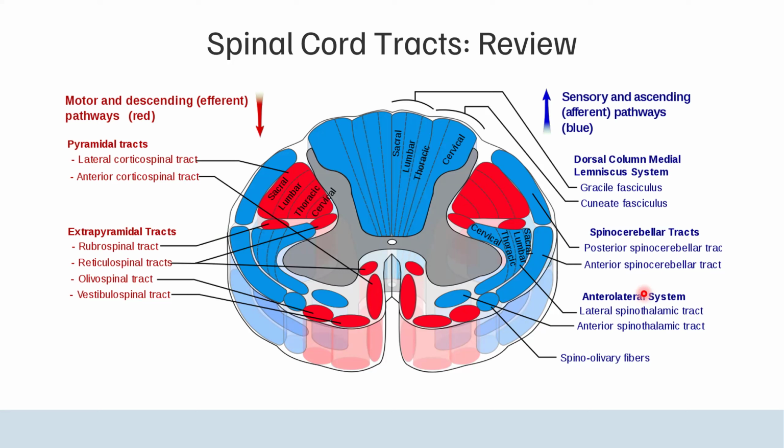They'll relay there, then they'll go to the cortex. They'll tell the cortex, oh, I'm feeling this specific type of thing. What am I supposed to do? Then the cortex will respond, send back the descending tract to actually perform the function.